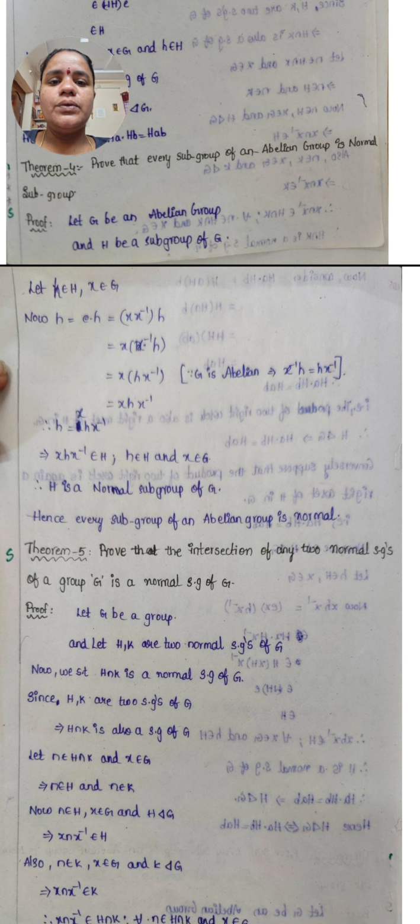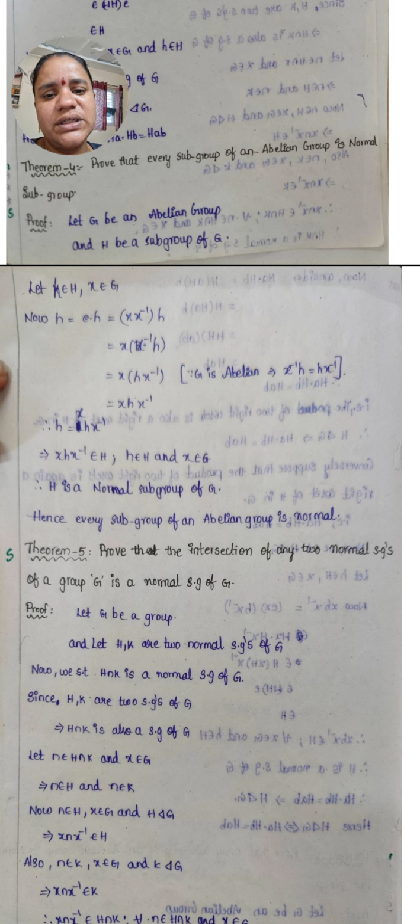Next theorem: prove that every subgroup of an abelian group is a normal subgroup. Here also we have to show that G is an abelian group and H is a subgroup of G, and we have to show that H is a normal subgroup of G. So h belongs to H and x belongs to G. h is equal to e dot h, and e can be written as x into x inverse. Why? Because of the inverse property: x into x inverse is equal to x inverse into x is equal to e.